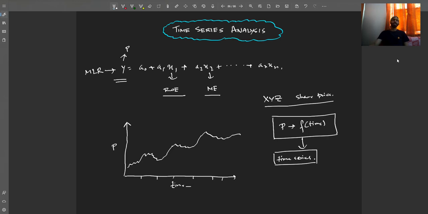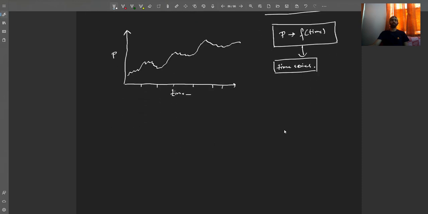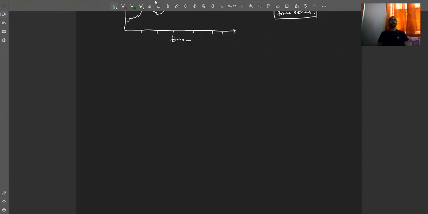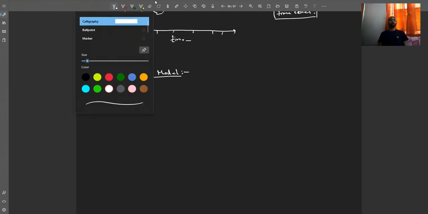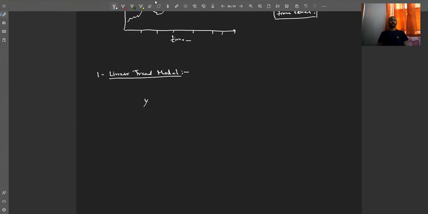Now, time series can be represented in multiple ways. Let us take two basic examples. The first kind of model that we'll discuss is the linear trend model. So how does it look? Basically, this is very similar to a linear regression model, friends. Here, the dependent variable y is dependent linearly on time. That is, y is equal to b0 plus b1 multiplied by time period plus, let's say, some error.